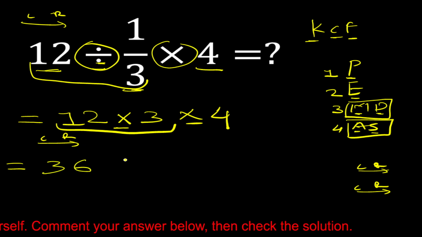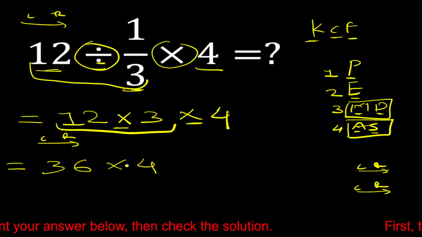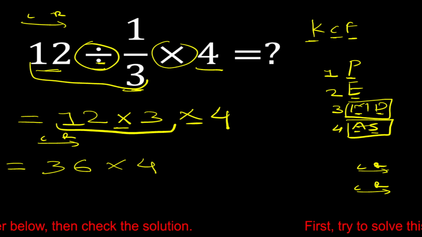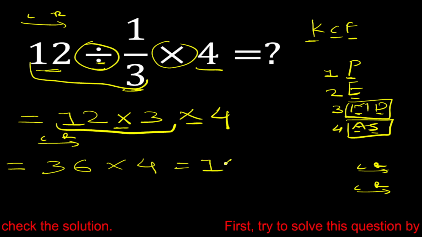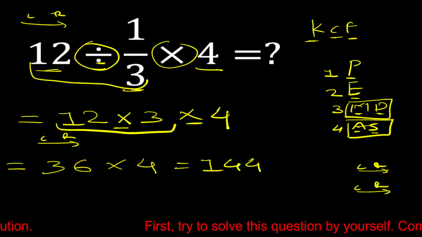Okay, 36 multiply 4. So now 36 multiply 4 is equal to 144. So the correct answer is 144.